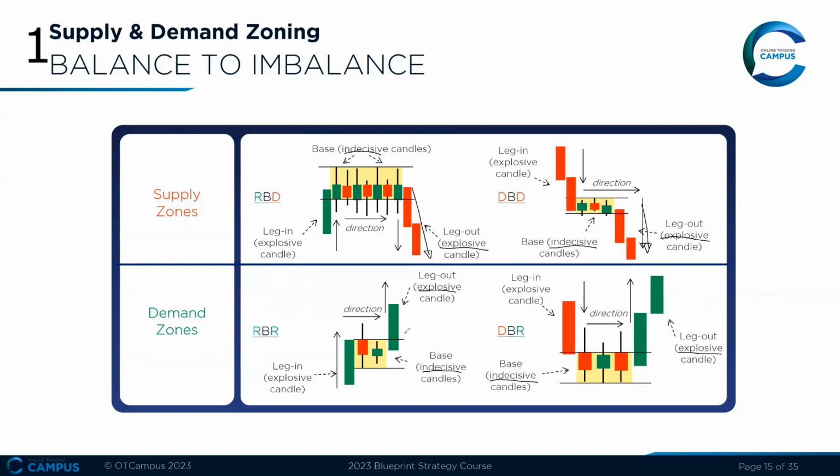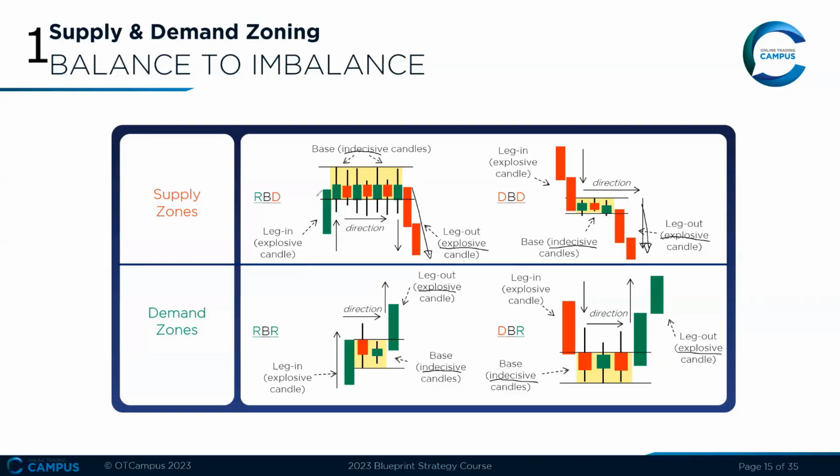If you want to spot institutions, how do we spot them? Well, we need to find the area where one of the two parties became zero and where there's one hell of an imbalance. How do we spot balance to imbalance? Well, what is balance? Indecisive candle. What is imbalance? Explosive candles. So what we then do is we draw some lines around the base, and that is our origin of imbalance, and those will be our demand or supply zones, depending on whether you see red candles on the leg out or green candles on the leg out.